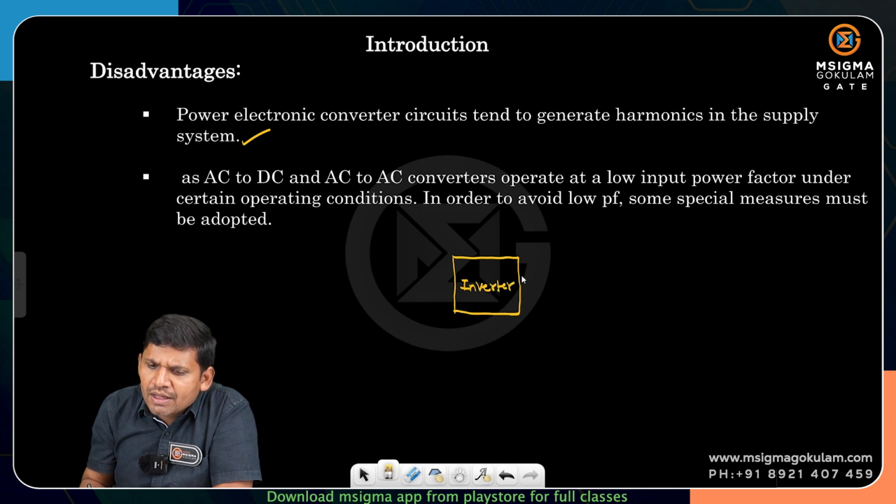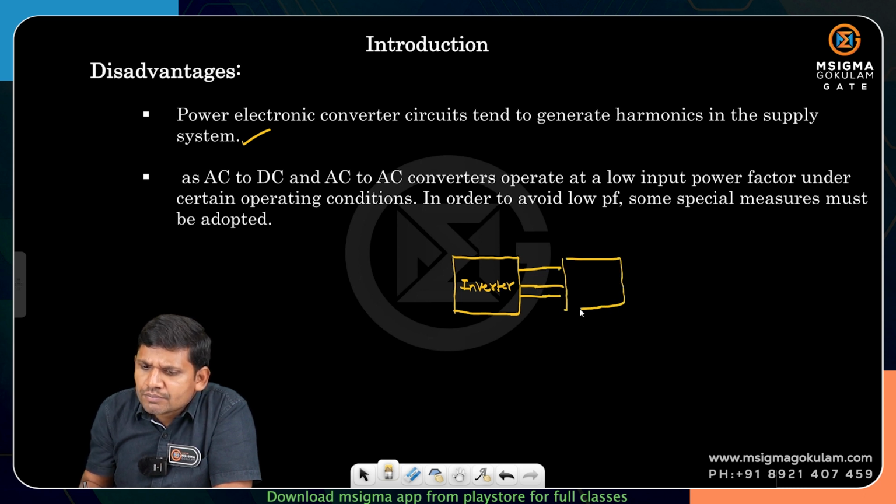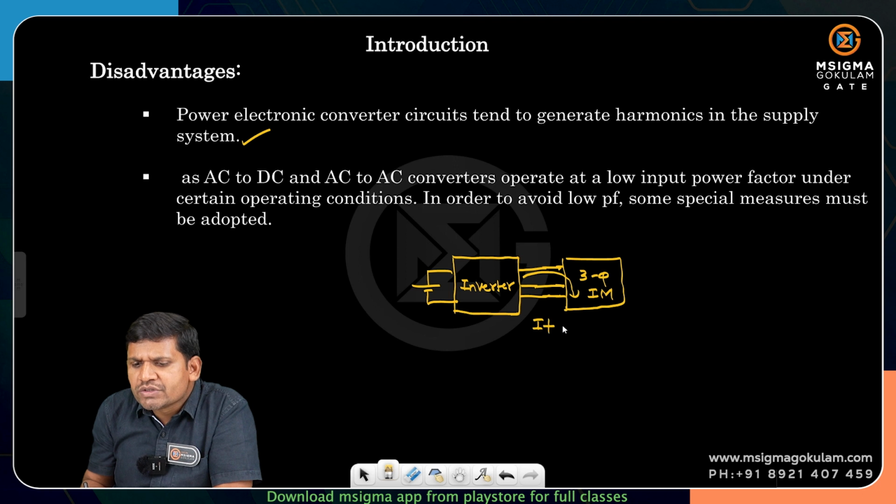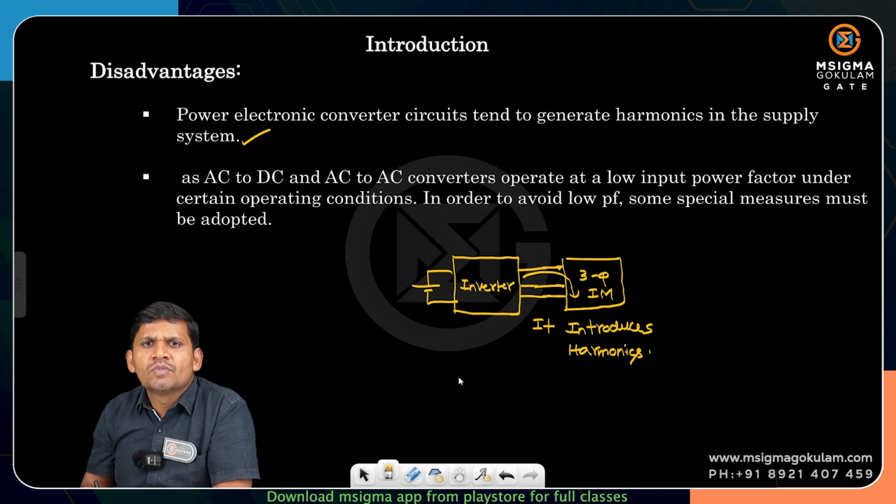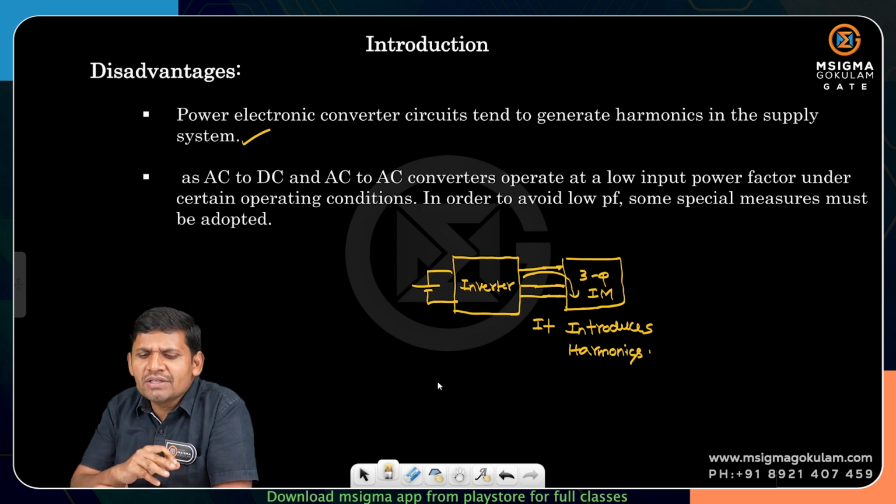By using this inverter, we are controlling a three-phase induction motor. Using this inverter, we can control the three-phase induction motor, but the problem is it introduces the harmonics into the motor. This is the main drawback. Along with control, it introduces harmonics, because whatever the power electronic output is there, we are not getting pure sinusoidal. We can use some filter arrangement to reduce the harmonics. That is one of the main drawbacks.